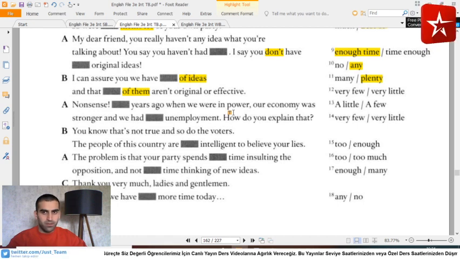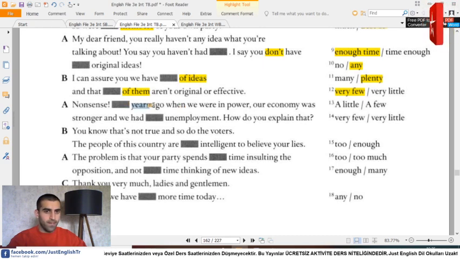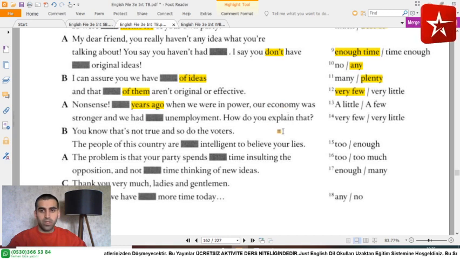Not a little. Okay. Yes, a few years ago. Or very few. Yeah, very few is the correct answer. Very few of them aren't original or effective. Yes, years ago, they are plural nouns. When we were in power, our economy was stronger.